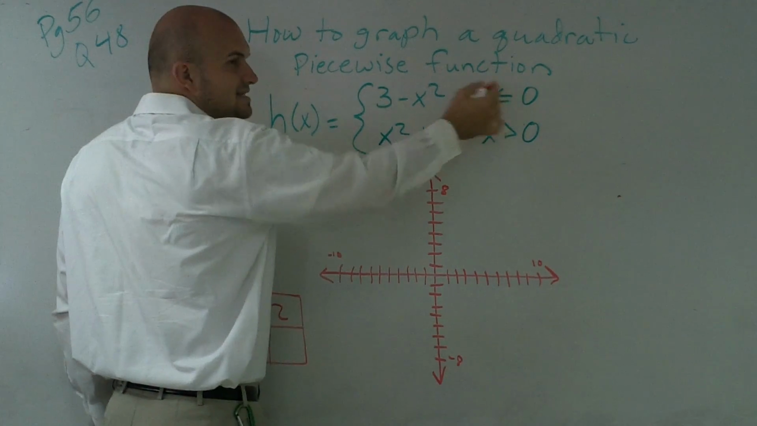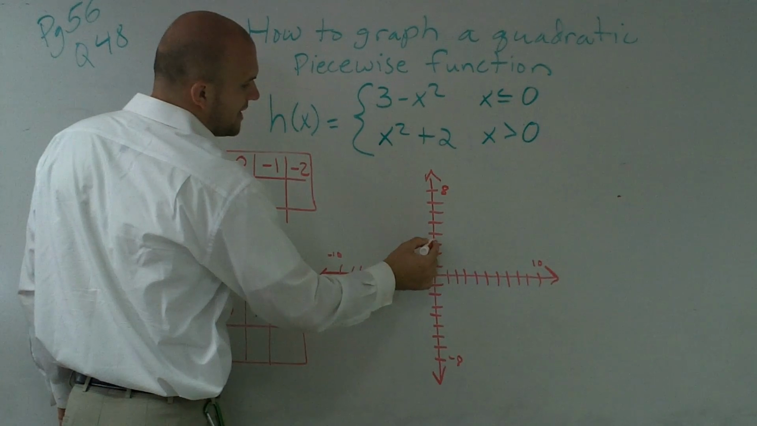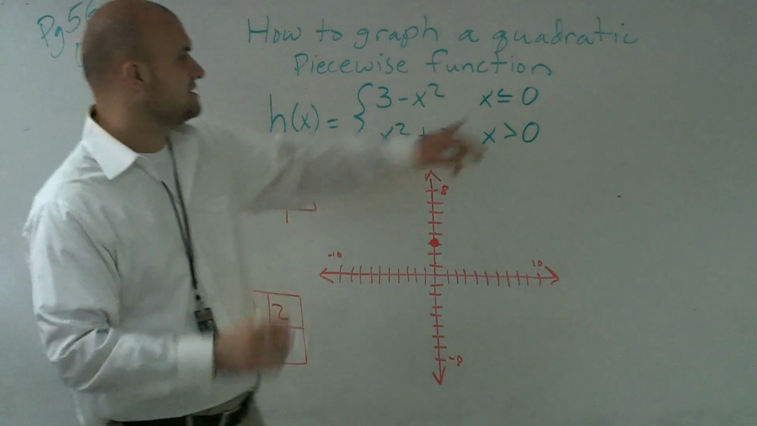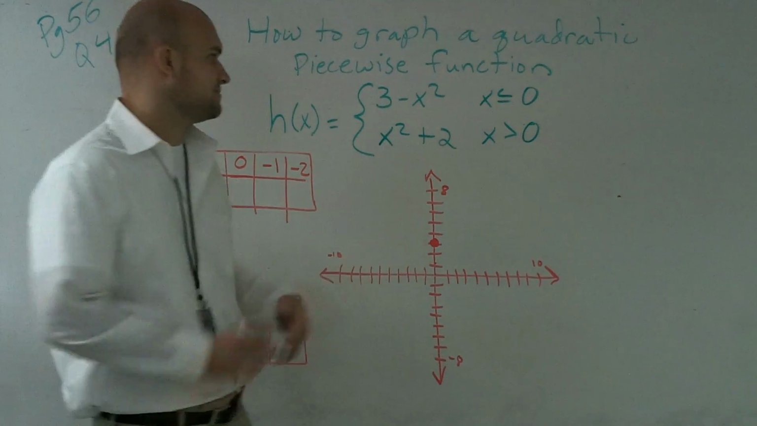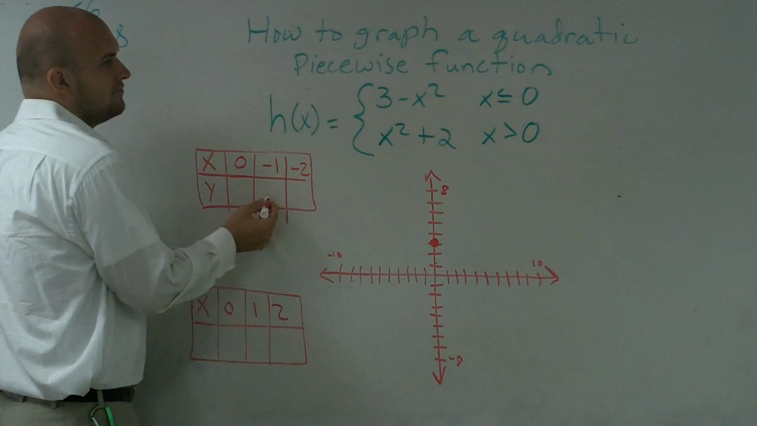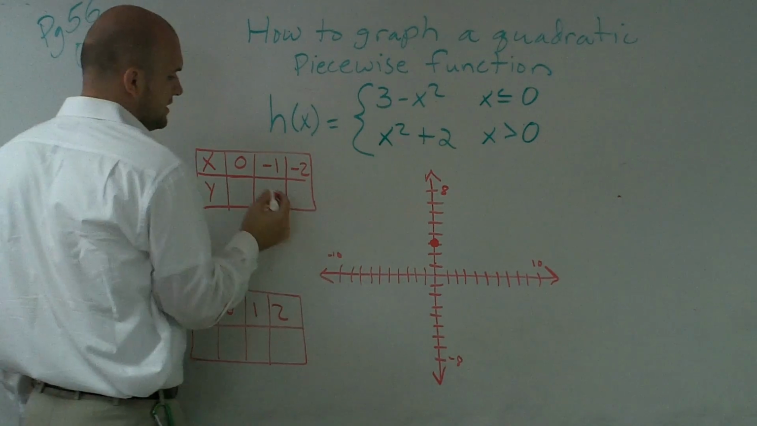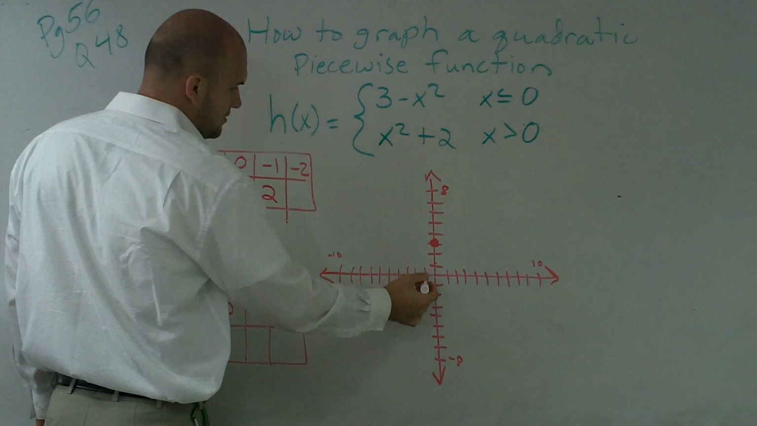And notice this is x is less than or equal to 0. So I go up to 3, 1, 2, 3, and I'm going to do a filled in circle because I know that this is less than or equal to, so therefore this value is part of the function. Then I plug in negative 1. Negative 1 squared is going to become 1. 3 minus 1 is 2. So I go to negative 1, up 2.